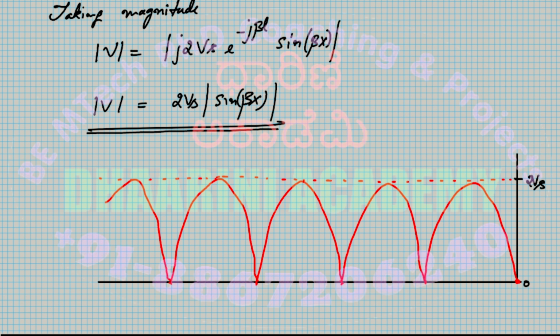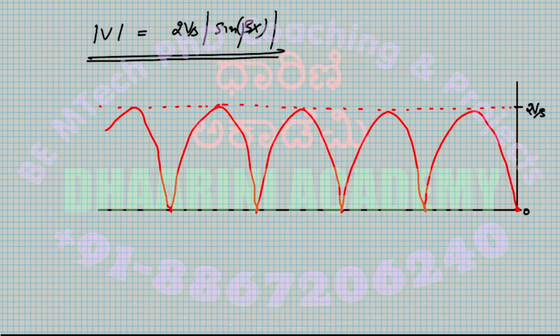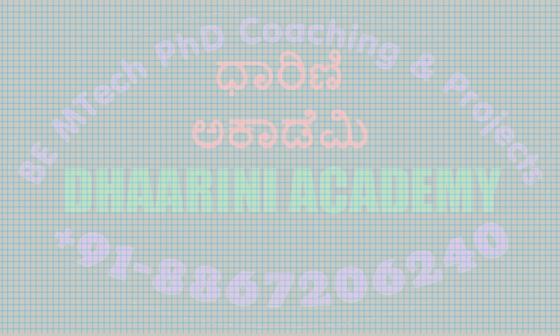So this is the pattern we are going to get for a standing wave in the case of a short circuited line. Is it clear? All right. So next, let's go to case number 2. Case 2 will be the open circuited line.